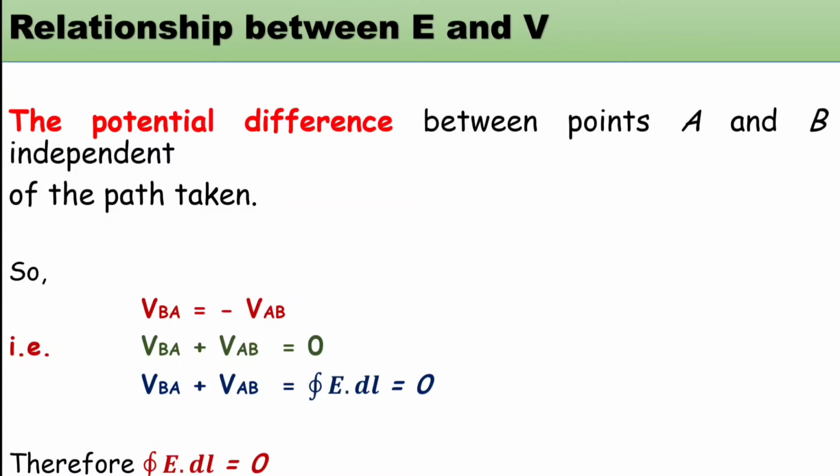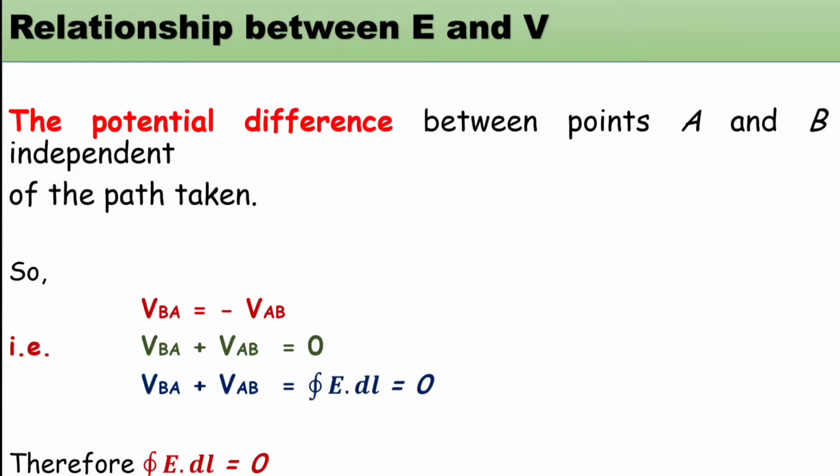The potential difference between these 2 points can be taken as VAB from one direction and also VBA from the other direction. Here the potential difference between 2 points, point A and point B, is independent of the path taken. It means VBA is equal to minus VAB. Therefore we can write VBA plus VAB is equal to 0. So VBA plus VAB is equal to the potential difference.